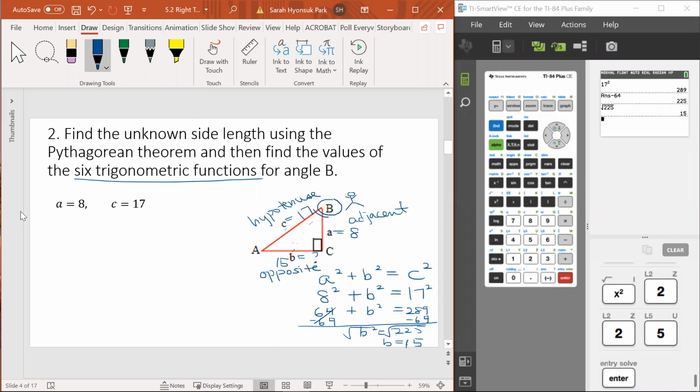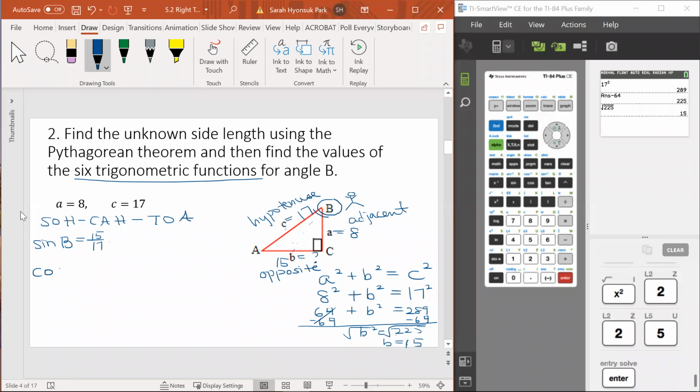That means we have to find the sine, cosine, tangent, cosecant, secant, and cotangent. So let me just write the SOHCAHTOA. It'll help me remember at least the sine, the cosine, the tangent. So sine of angle B is opposite over hypotenuse. The opposite side is 15, hypotenuse 17, done.